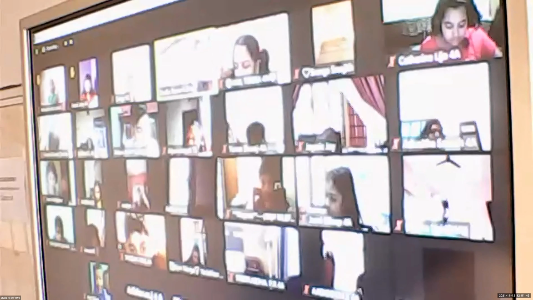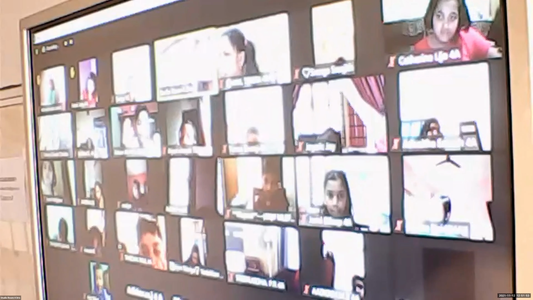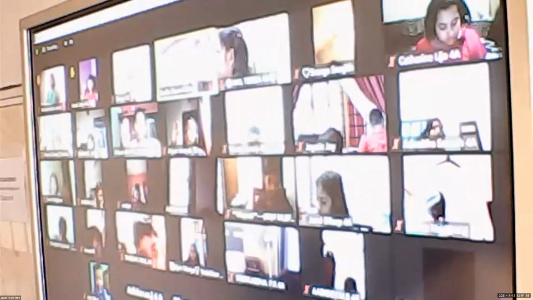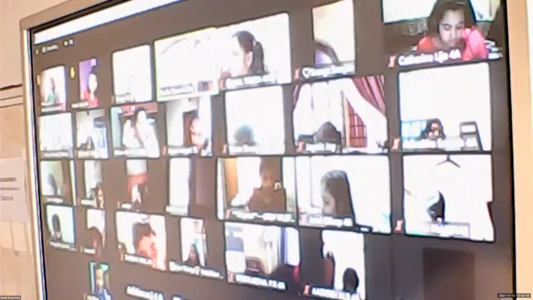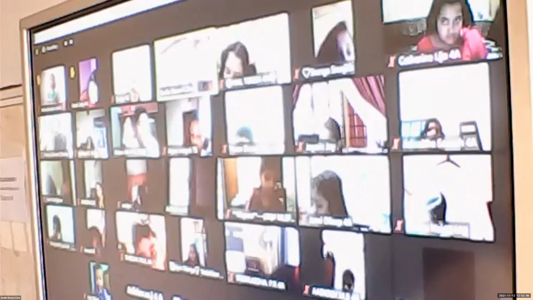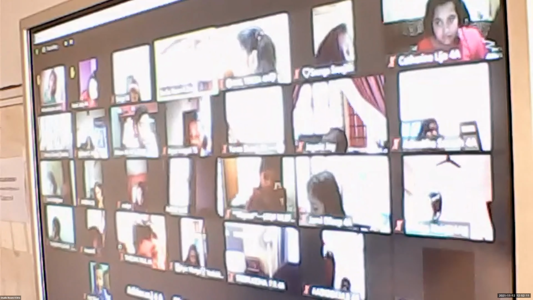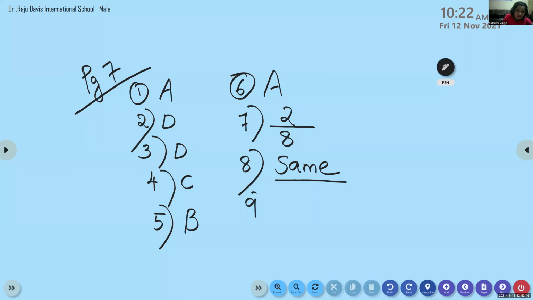See children, some children, if they don't know whether it is denominator or numerator, they will get confused. But here, different denominators are unlike. Here, all the denominators are different: 9, 4 and 7. But the numerator is the same, 3, 3, 3. But we are not checking the numerator. We should check only the denominator. So they are examples of unlike fractions.